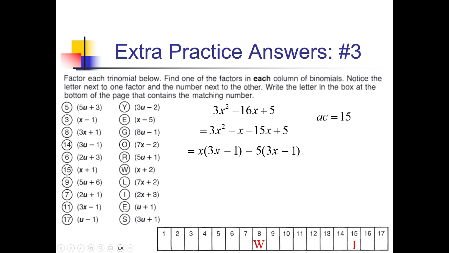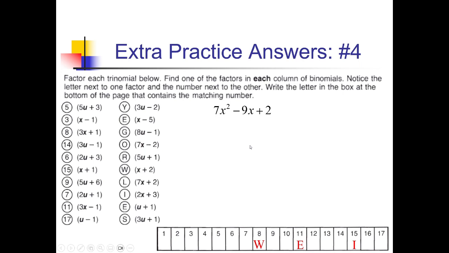I can take that out as a common factor, and then x minus 5 is the other factor that goes along with it. Looking in my list, I see 3x minus 1 right there, and then I need an x minus 5. Let's see, so this was 11, x minus 5. Up here is e, so 11 is going to be letter E. There we go.